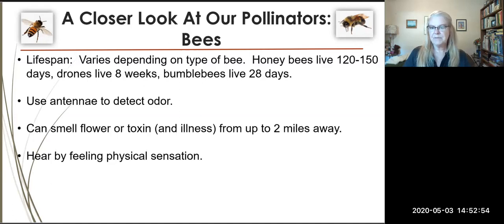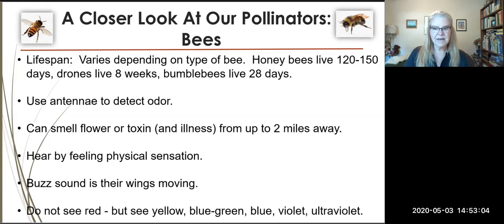They hear by feeling physical sensation. That buzz sound that we hear, that's actually their wings moving. And these bees don't see red, but they see yellow, blue, green, violet, ultraviolet. And again, their sense of smell is their strongest sense.